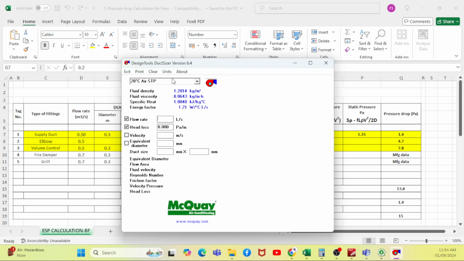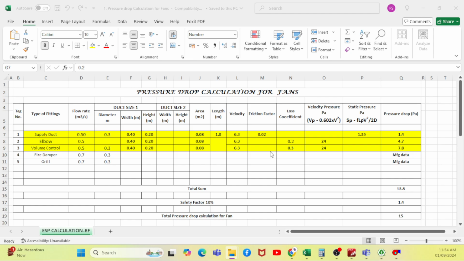If you go to metric units, you can enter the liters per second, and you can enter the size of the duct, whether it is square or rectangular. Then you can get the pressure drop, how much pressure drop there will be. This pressure drop should be within that range. Based on that value, you can feed all the values here.